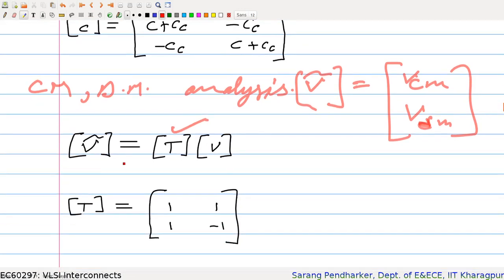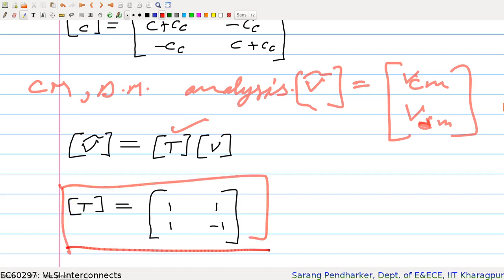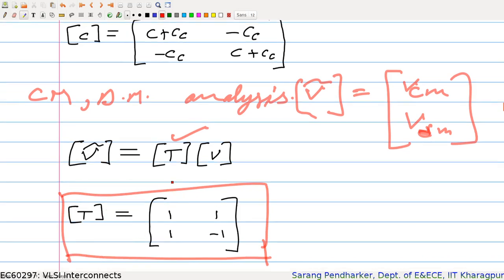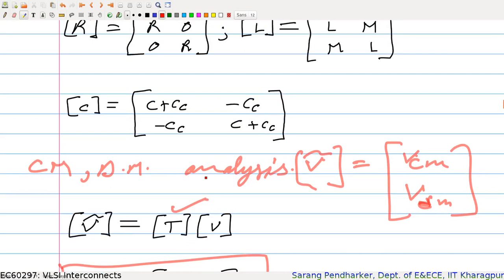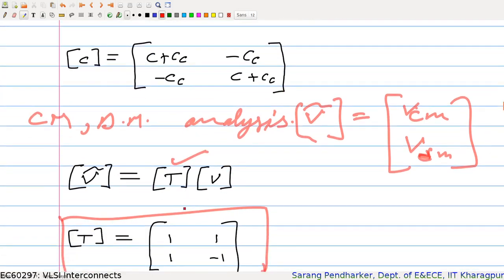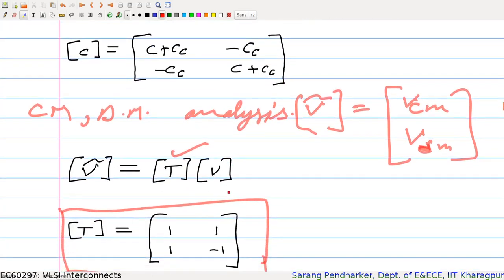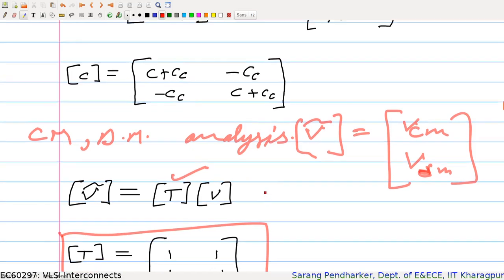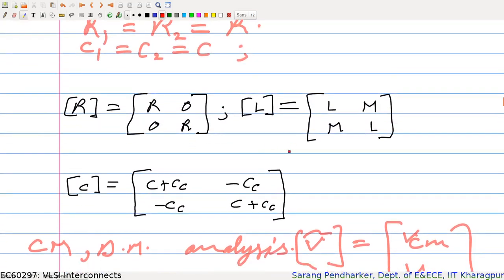For the case of common mode and differential mode, we saw that my T matrix comes out to be this, and if I have an RC coupled interconnect, in that case this transformation was equivalent to diagonalizing my RC matrix. So let us see what this means when there is an inductive term as well.